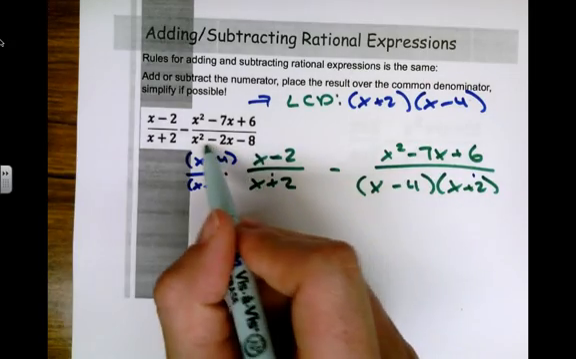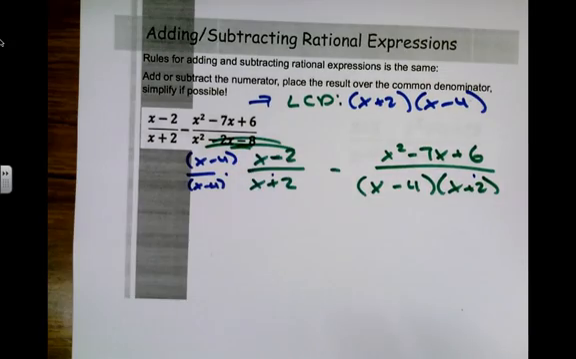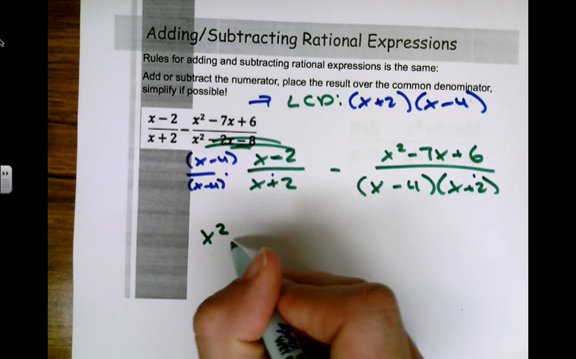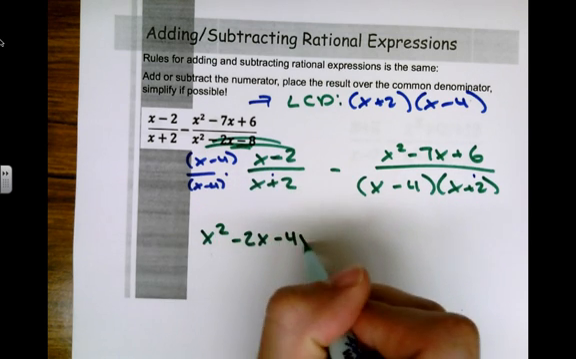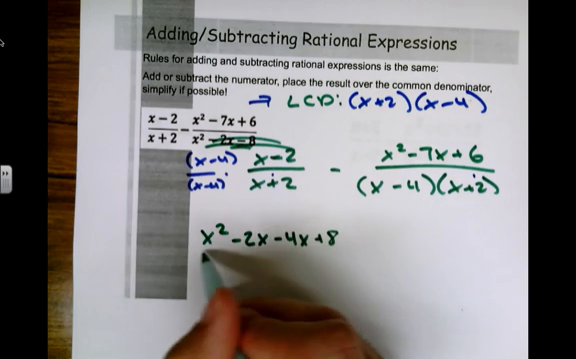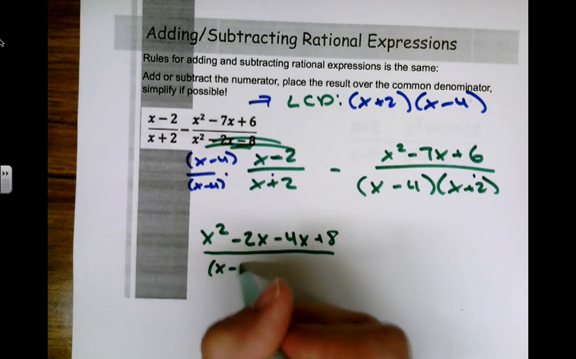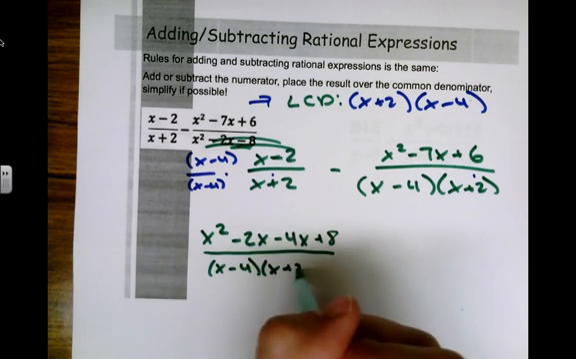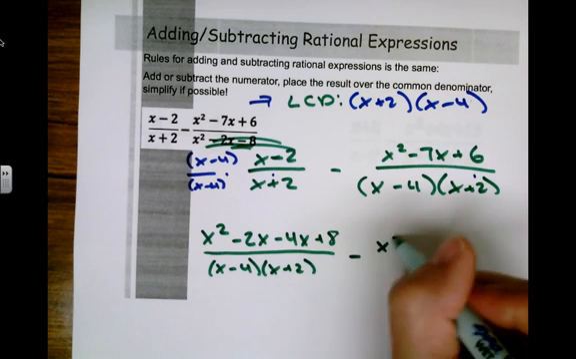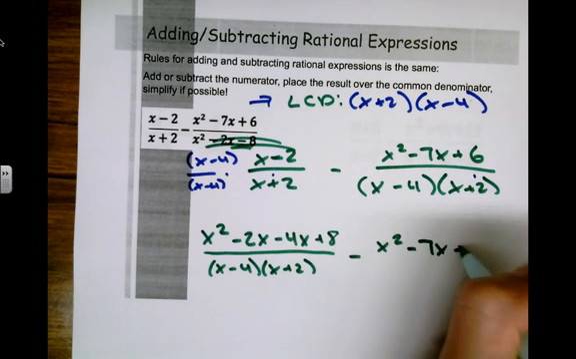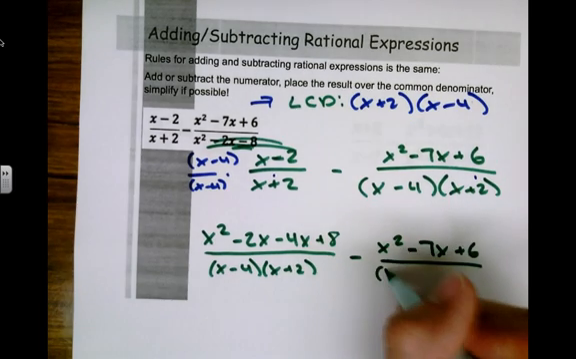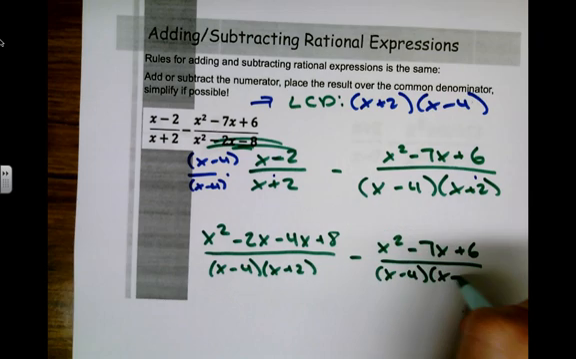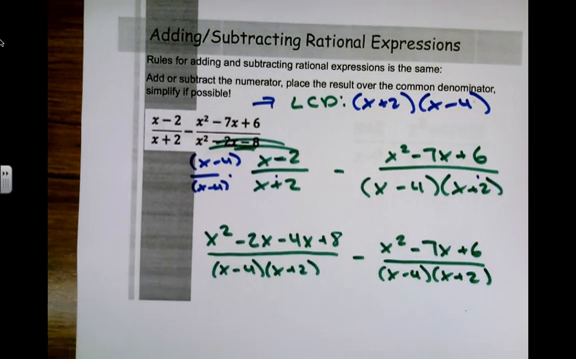But what I need to do on the top now is multiply this thing through. So it's going to give me x squared minus 2x minus 4x plus 8, and all that is over x minus 4, x plus 2, subtracted by x squared minus 7x plus 6, all over x minus 4 and x plus 2.